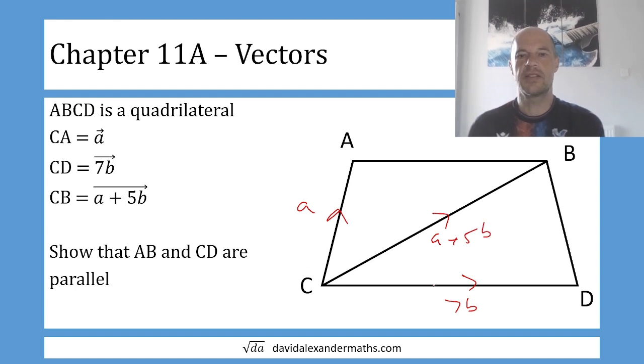So to show that AB and CD are parallel, let's work out the vector to go from A to B. Well, we know that CD is 7B. To go from A to B, I can go A to C and then C to B. So I'm going backwards down A, so that is minus A, and then from C to B, plus A plus 5B, and negative A plus A will cancel out. So therefore AB is 5B. So they're parallel because one is a multiple of the other. It might not be a multiple of 5, it doesn't really matter. They're both multiples of B, so therefore they are parallel.